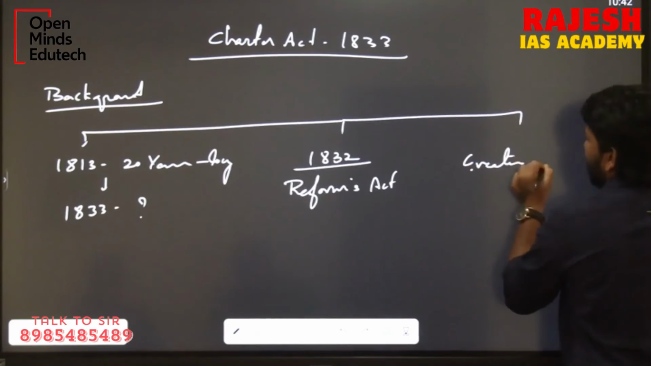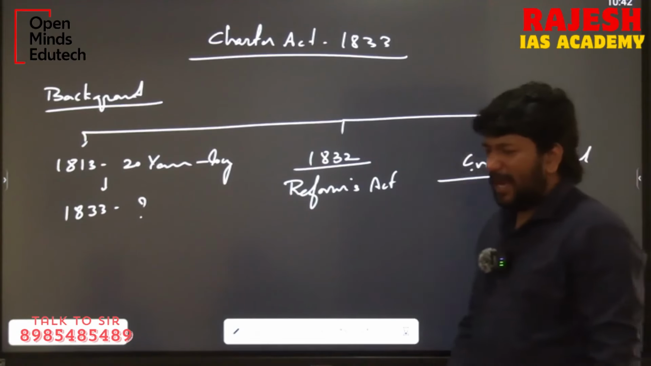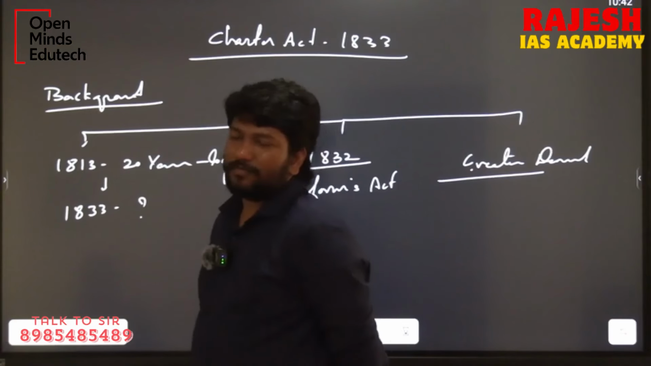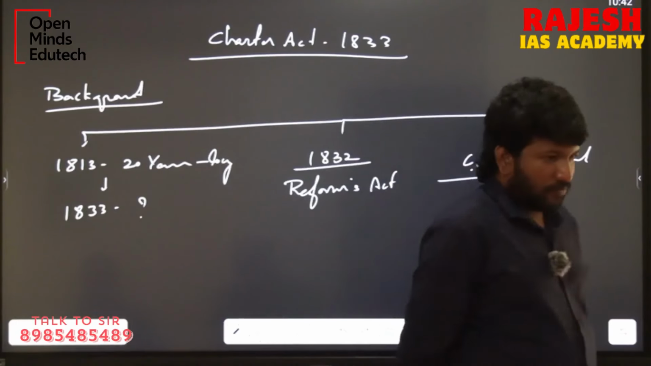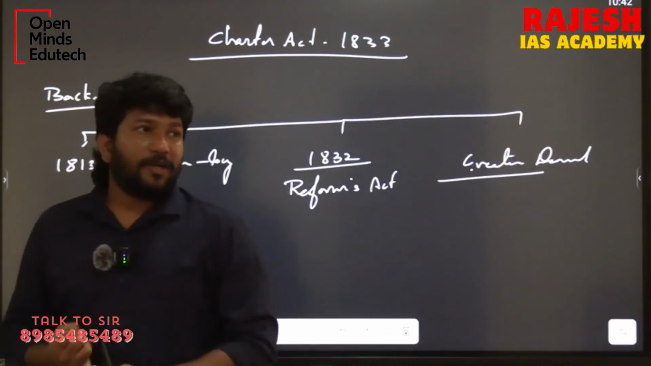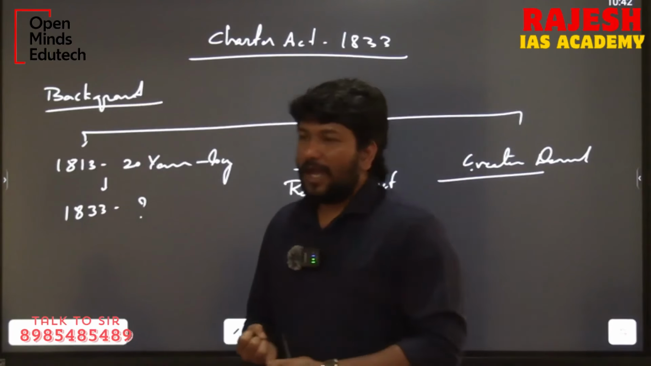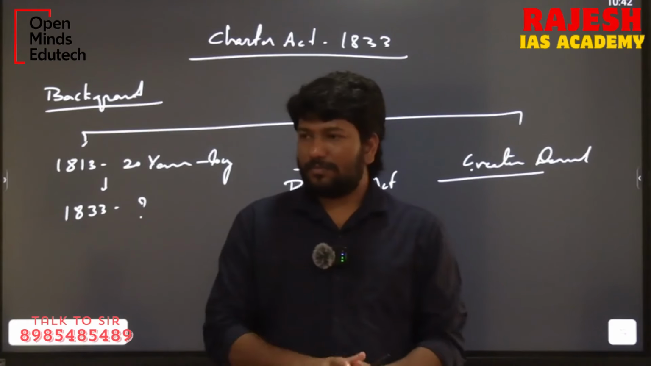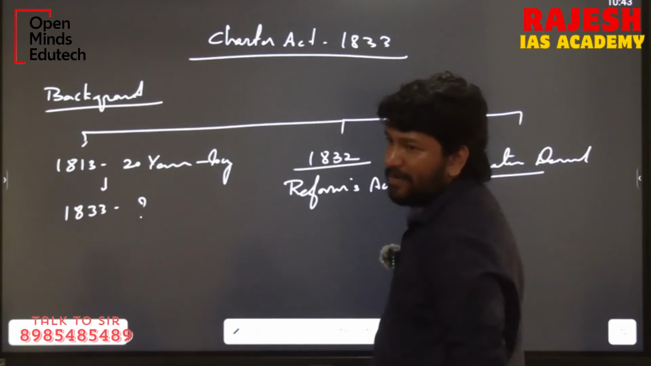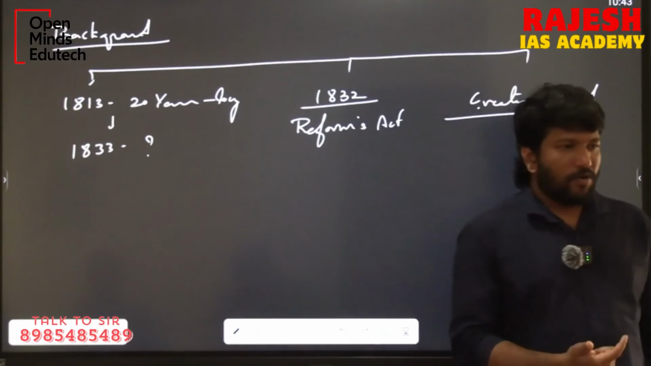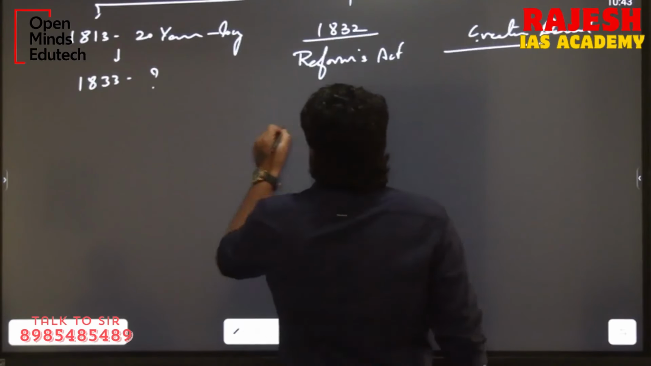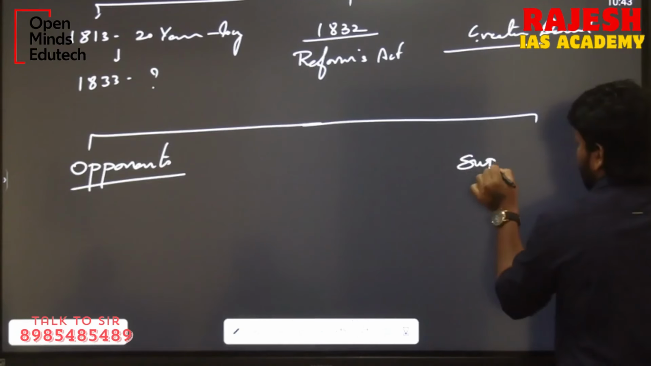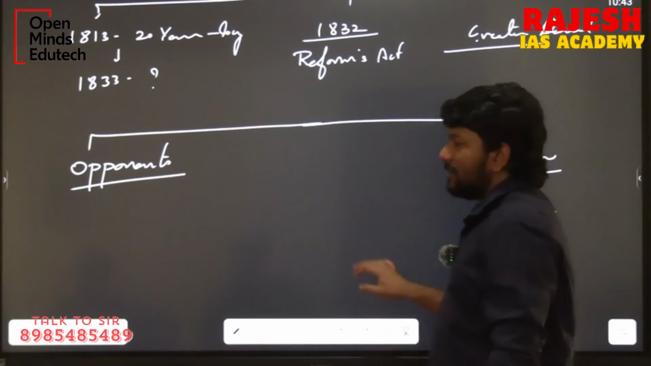Next one, there is also a greater demand for the complete end of monopoly, a greater demand for strong central control over India, and a greater demand for better administration so that we have better control. Strong demand for end of monopoly, strong demand for centralization. Now, to appease the opponents and supporters.